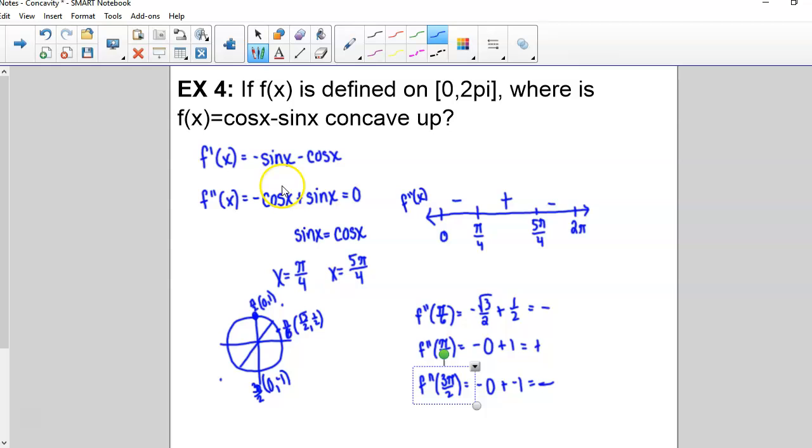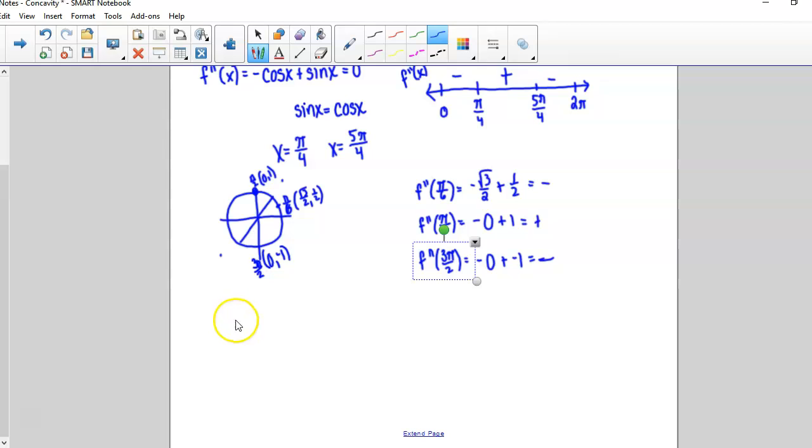And so we can see that this function is concave up between pi over 4 and 5 pi over 4. So we would say f of x is concave up for pi over 4 less than x less than 5 pi over 4 because f double prime of x is greater than 0.